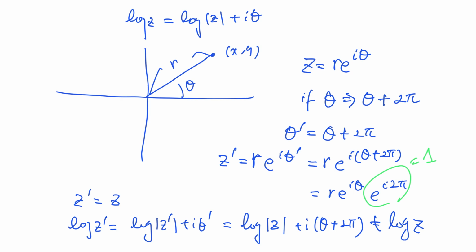But it turns out that because exponential 2 pi i is just equal to 1, z prime is the same as z. So z and z prime can be considered as the same point in the z plane, right? But the logarithm of z prime differs by 2 pi i. It's not the same as log z, right? So we say log z is not a single-valued function.